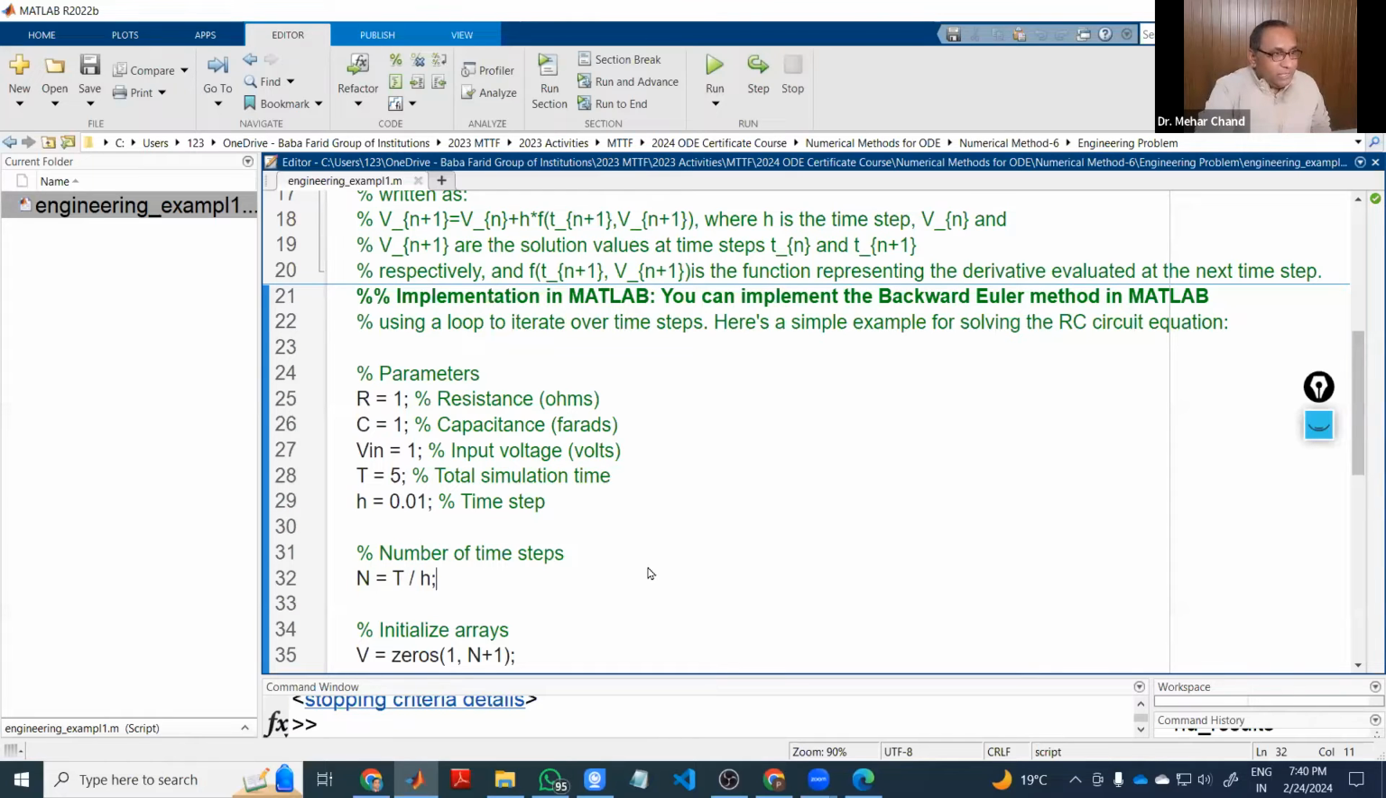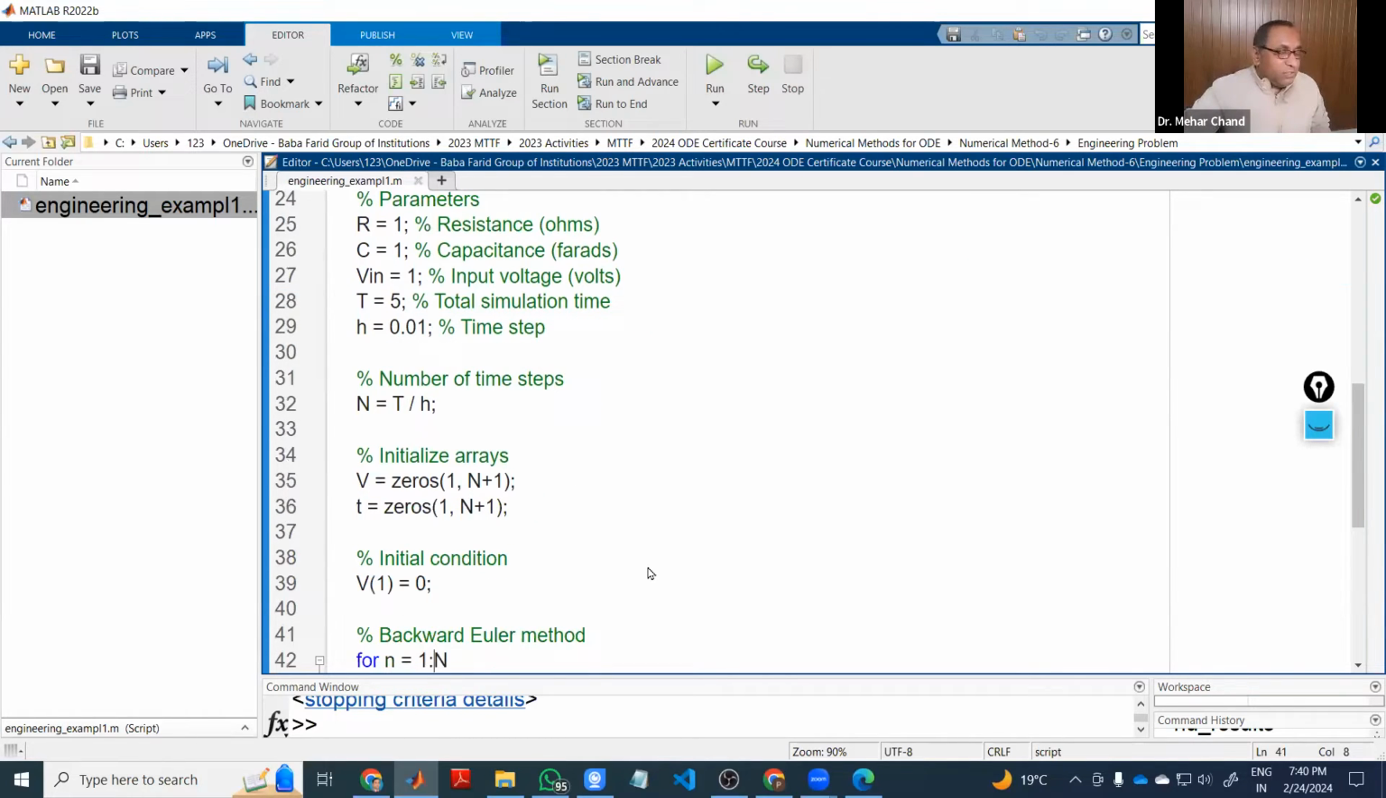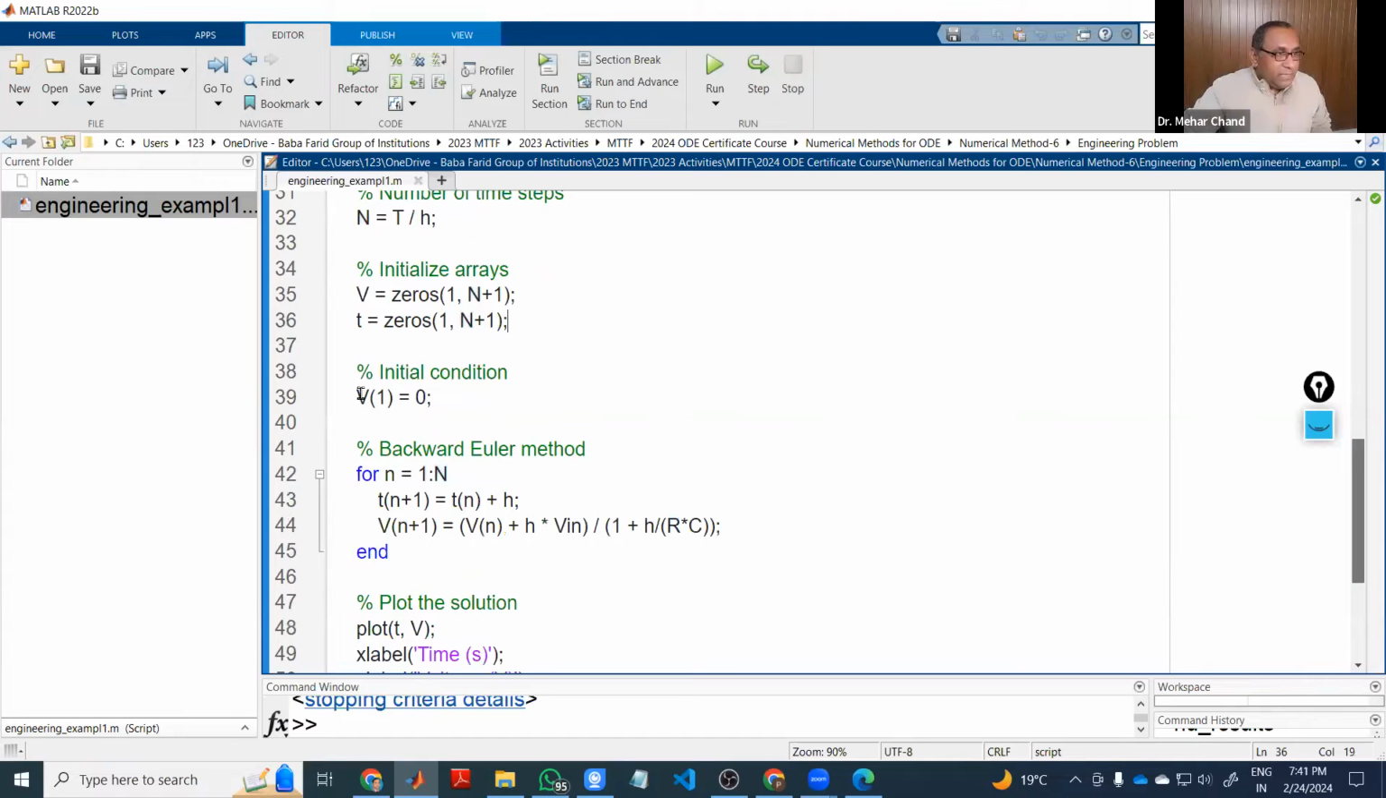After that, initialize the arrays, and the solution will include V and T. V will depend upon T, so the length of both must be the same. So we are using the zero vector, 1 to n plus 1, and T is also 1 to n plus 1. Now we are going to apply the initial condition. So this is the initial condition.